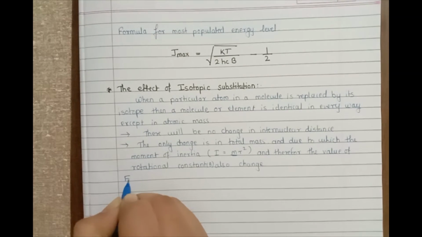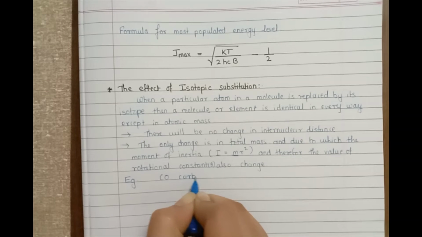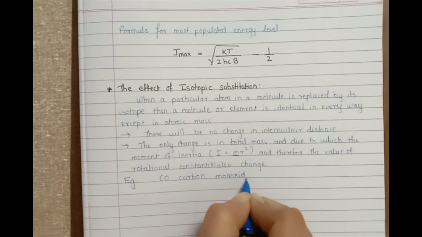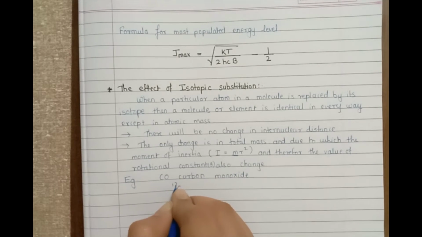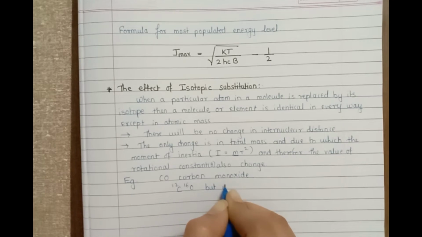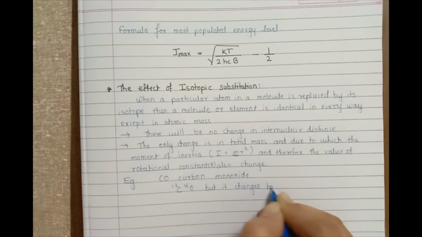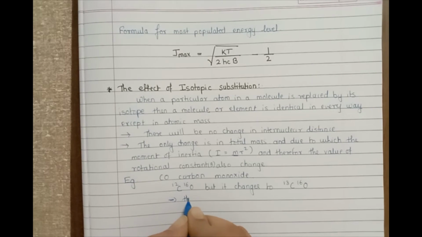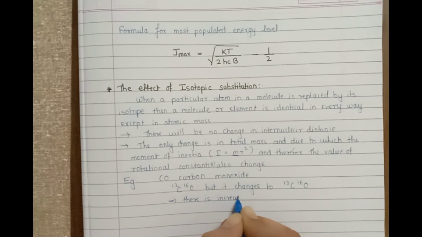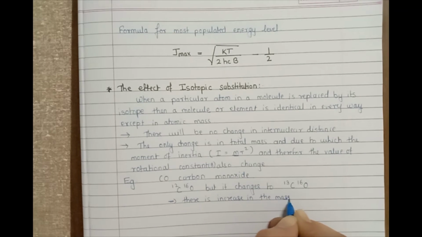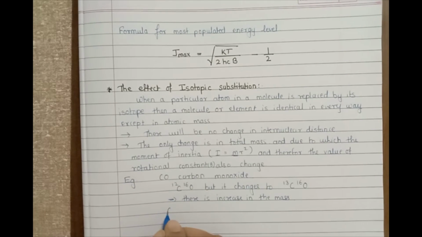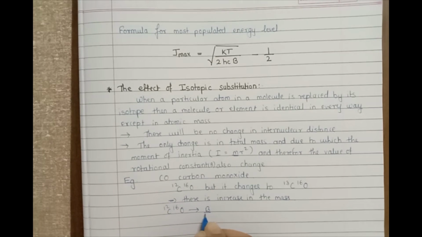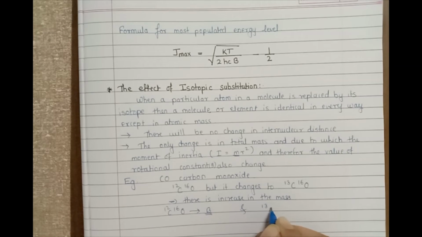So here I will take an example of carbon monoxide. So see, the first was carbon 12 O16, but it changes to carbon 13 and O16 as it is. So as it changes from carbon 12 to carbon 13, there is an increase in the mass. Okay. So for carbon 12 O16, B is the rotational constant, and for carbon 13 O16, we will denote it by B dash. Is it clear?